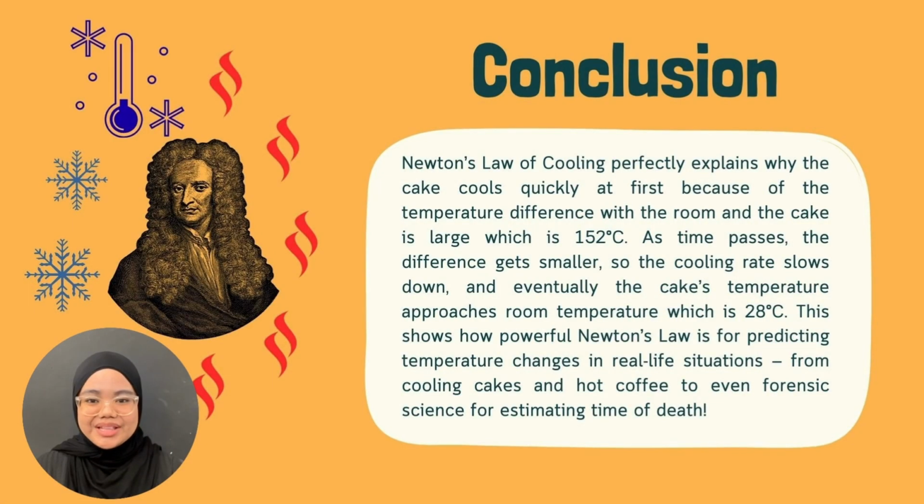In conclusion, Newton's law of cooling perfectly explains why the cake cools quickly at first. Because the temperature difference between the room and the cake is large, which is 152 degrees Celsius. As time passes, the difference gets smaller, so the cooling rate slows down and eventually the cake temperature approaches room temperature, which is 28 degrees Celsius.